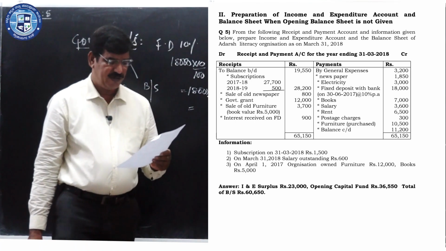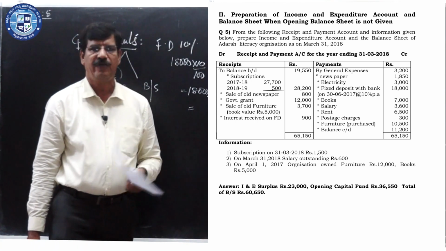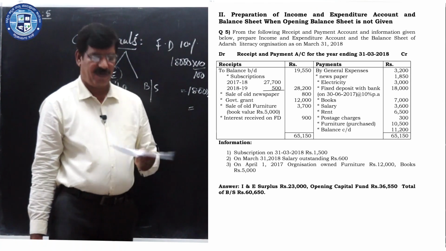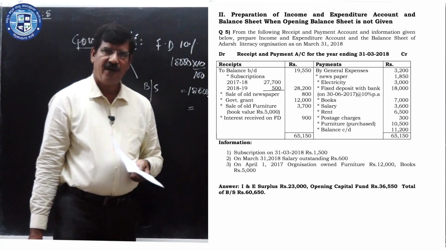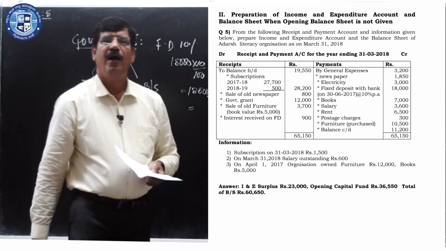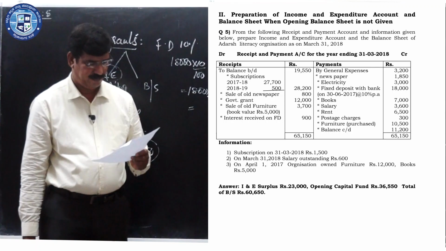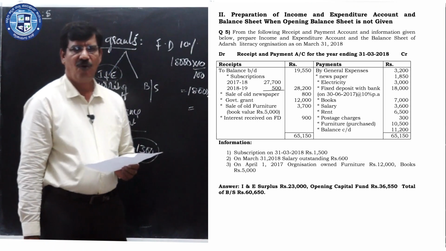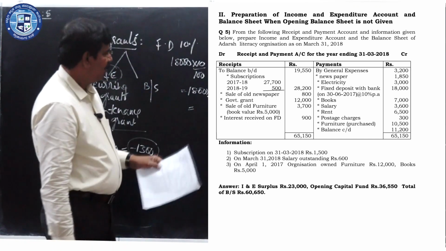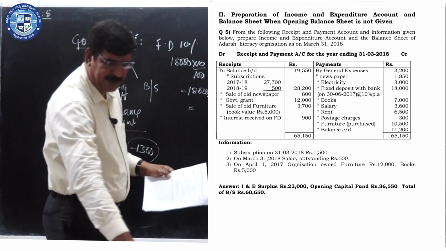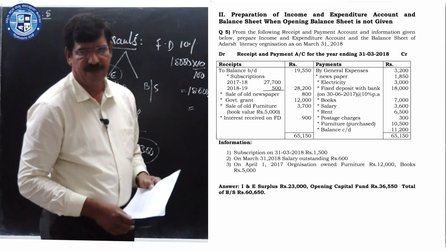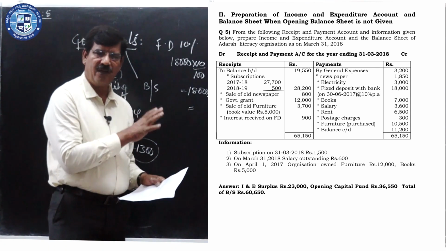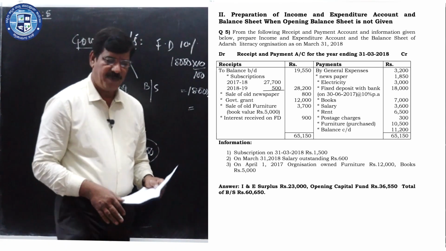On April 1st, 2017, organization owned furniture 12,000, books 5,000. So this information is required to prepare opening capital fund, and opening balance sheet is calculated. Opening balance sheet is prepared to know the opening capital fund. Okay. So here to find out the opening capital fund, only a few items are given. But from the given information, we have to prepare opening balance sheet and you have to find out what is capital fund.